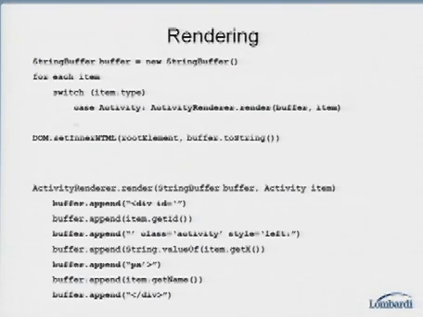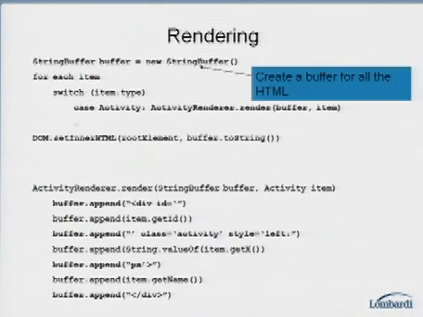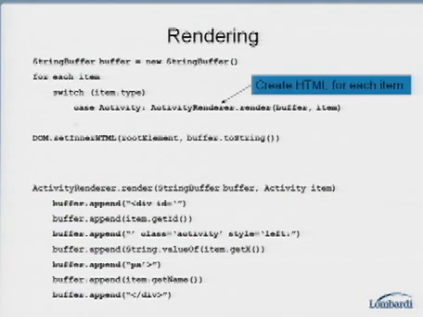So this is how the rendering works. Now, this probably looks pretty familiar to you. This probably looks like servlet code. But I want to remind you, this is actually running in GWT on the client. We start off by creating a string buffer. We're going to iterate over each one of the items that we have to display, and ask one of our particular renderers to generate HTML for that particular item.